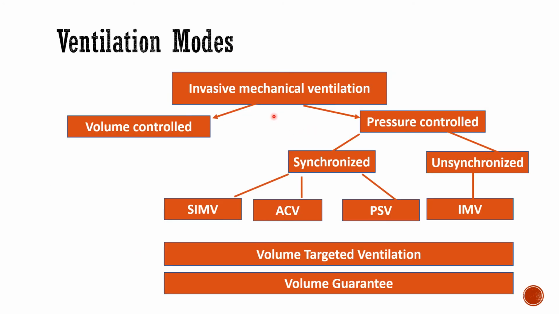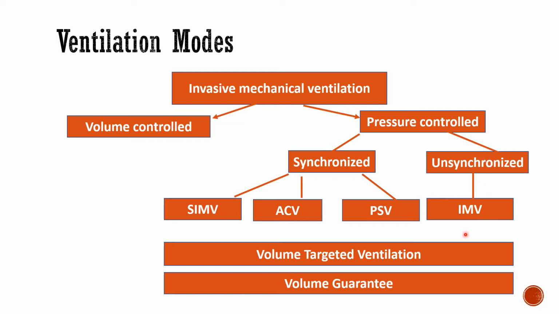The various modes of invasive mechanical ventilation can be divided into volume controlled and pressure controlled, depending on that limiting variable which controls the gas flow in the lungs. Owing to the large compliance of the ventilator tubings as well as the variable endotracheal tube leak, volume controlled ventilation is not used in neonates. Pressure controlled ventilation can be divided into synchronized and unsynchronized modes depending on whether or not the ventilator delivered breaths are synchronized with the patient's own spontaneous efforts.